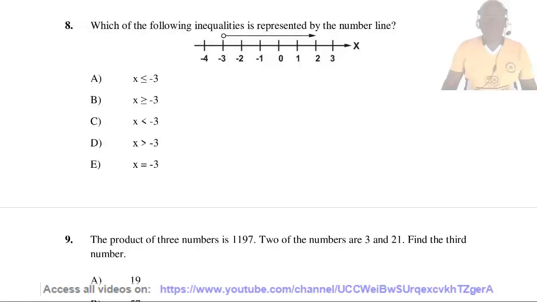Question 8. Which of the following inequalities is represented by the number line? From the number line below, x cannot be equal to minus 3. This is because of this small empty circle over here. Also take note that all values from the starting point of the arrow are greater than minus 3. So the answer is D.